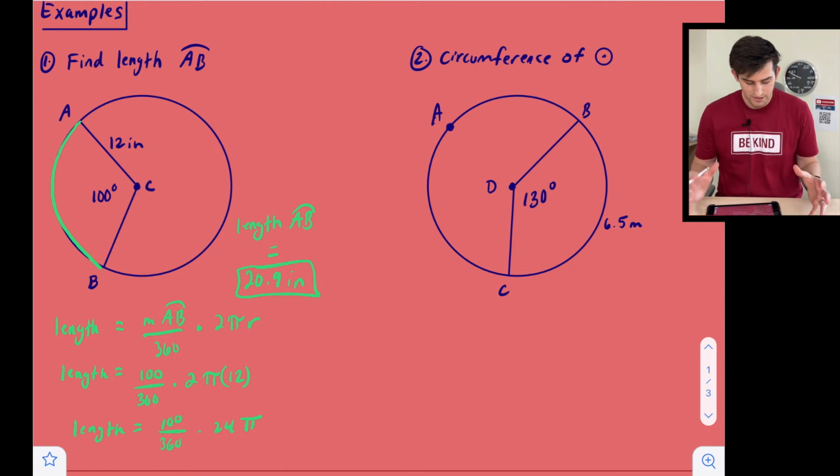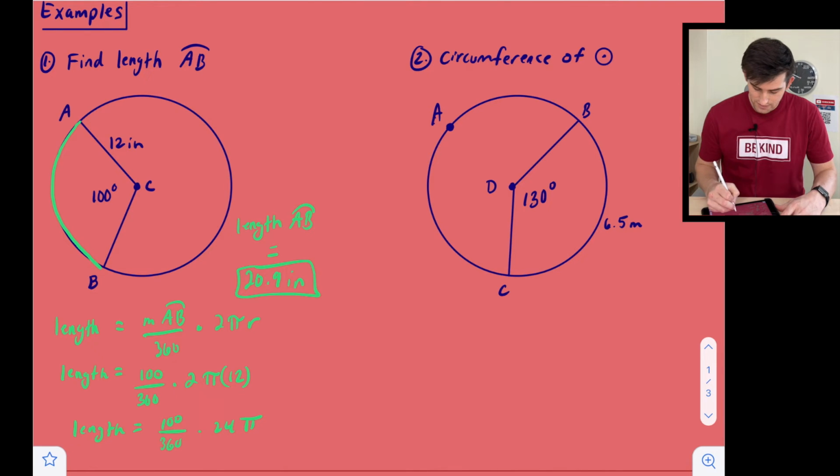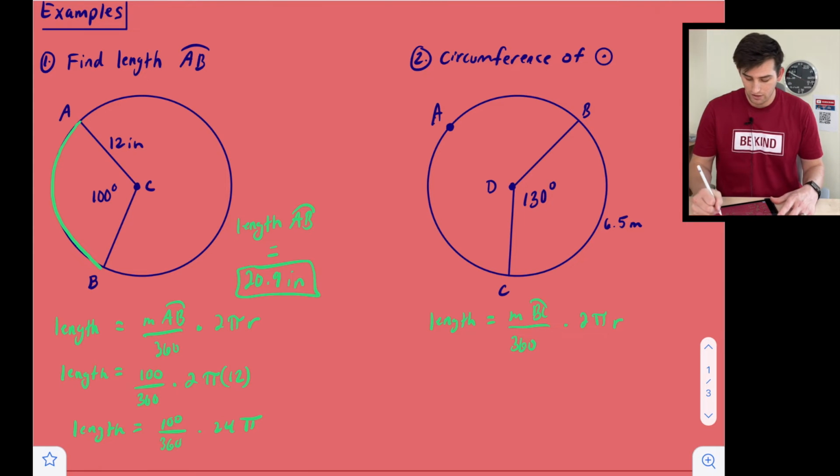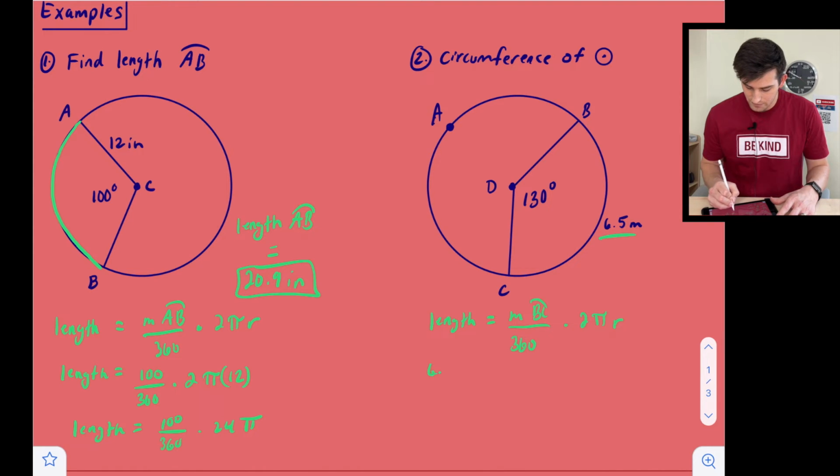Now for number two, we want to find the circumference of this circle. We're still going to use the same equation. Length is equal to the measure of arc BC divided by 360 times 2 pi r. Now we know the length of our arc is 6.5 meters, so we can plug 6.5 in. We know the measure of our arc is 130 degrees. We'll divide that by 360, and then we have 2 pi r.